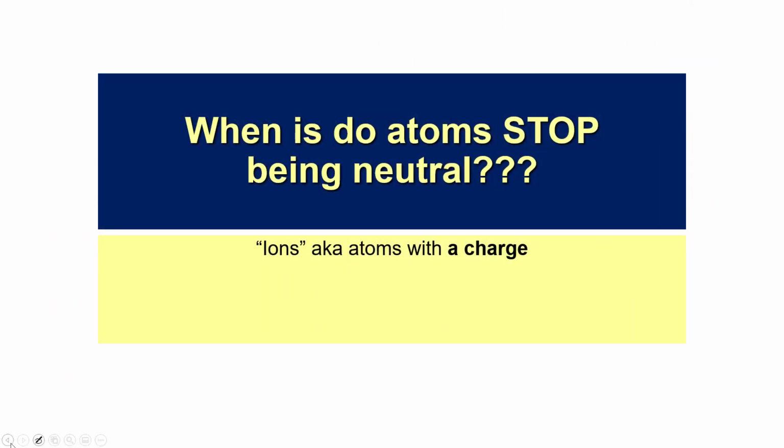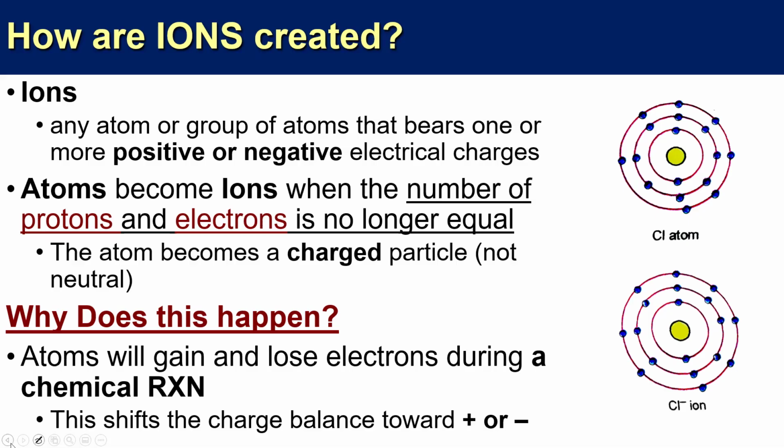The last stop in our video is all about what happens when atoms stop being neutral and form ions. By definition, an ion is any atom or group of atoms that bears one or more positive or negative electrical charges. So how does an atom become an ion? Essentially, an atom becomes an ion when the number of protons and electrons is no longer equal.